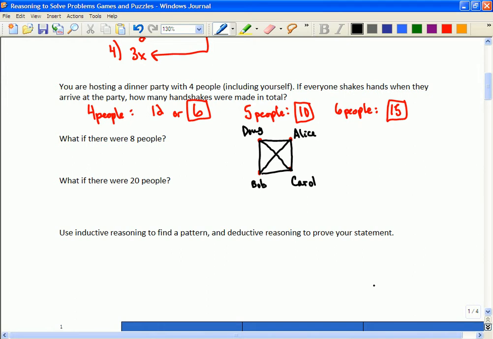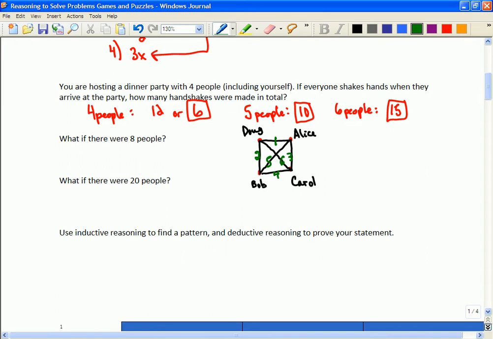So what you have here is, this shows Doug shakes hands with Alice, Carol, and Bob. Alice shakes hands with Doug, Bob, and Carol. It's trying to visualize it so that you know you've been able to count everybody in the room, because it's pretty hard to just count them all in your head. That's why a picture helps you organize all that information. So if you count, there's actually 1, 2, 3, 4, 5, 6 lines, 6 handshakes.